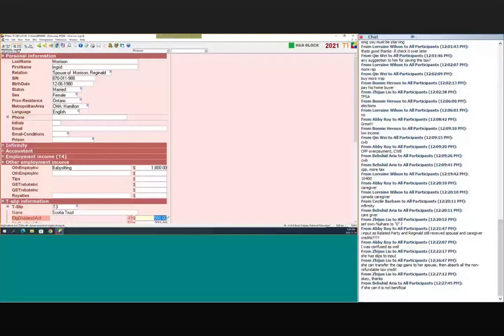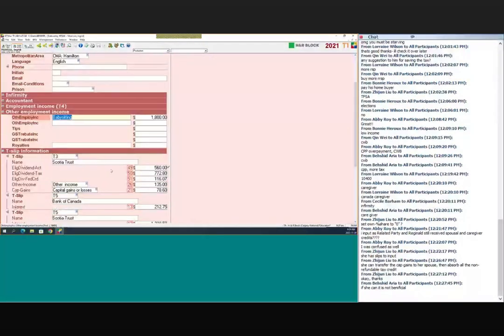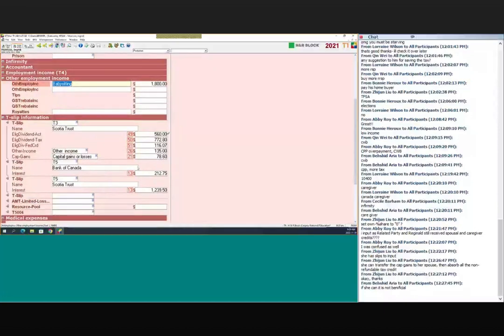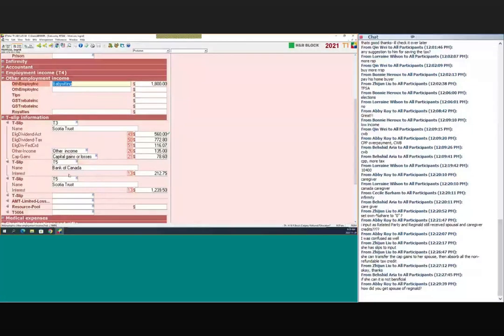So here we have Ingrid, and we didn't put a separate phone number for her because it looked like it was a phone number shared by both of them. And there's no email for her because it says Reg, so we didn't put one in for her. So what income does she have? Well, she has the babysitting income. So we're going to put that into other employment income, and that is $1,800. And then we have her T3. So we put all her dividends in, her other income, and her capital gains. She has a T5 from Bank of Canada and another T5 from Scotia. So there is her employment.